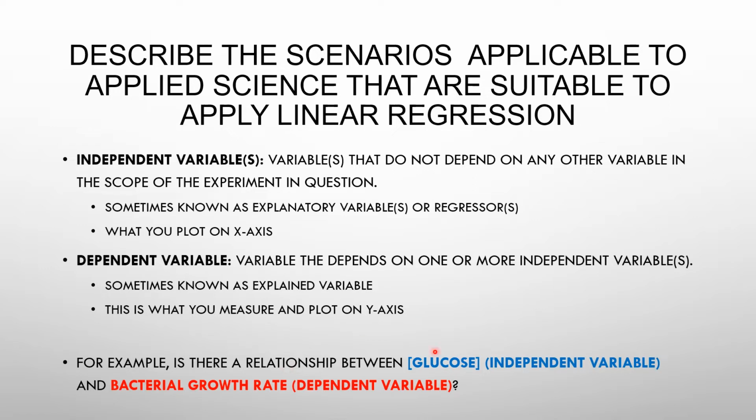So let's look at our example on glucose and bacterial growth rate. What we are trying to find is the relationship between glucose concentration in the media and the bacterial growth rate. So glucose concentration in the media becomes the independent variable. You have different glucose concentrations that you want to test. Bacterial growth rate is the one that you measure, and that becomes the dependent variable. In other words, bacterial growth rate depends on the concentration of glucose. So that is the link between independent variables and dependent variables.